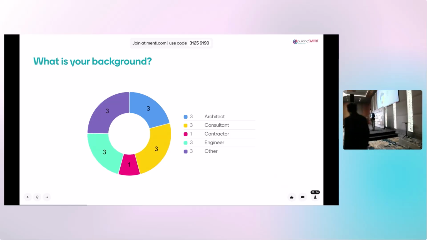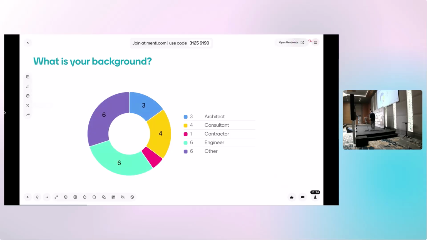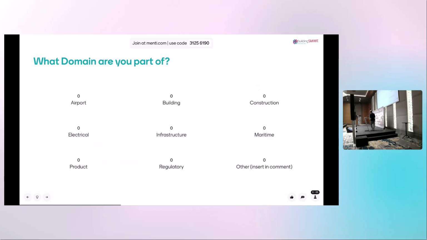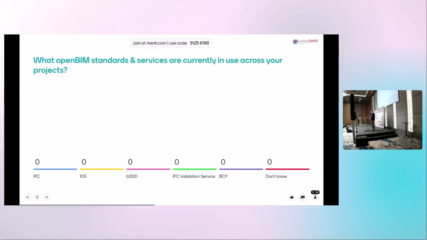Does the online audience also? Yeah. Okay. How many are we? Okay, I think we can go to the next one. So we have mainly other, but okay. Okay, so mainly infrastructure and buildings. Relatively many from the airport as well. Regulatory. Okay. You decide when is the good time.